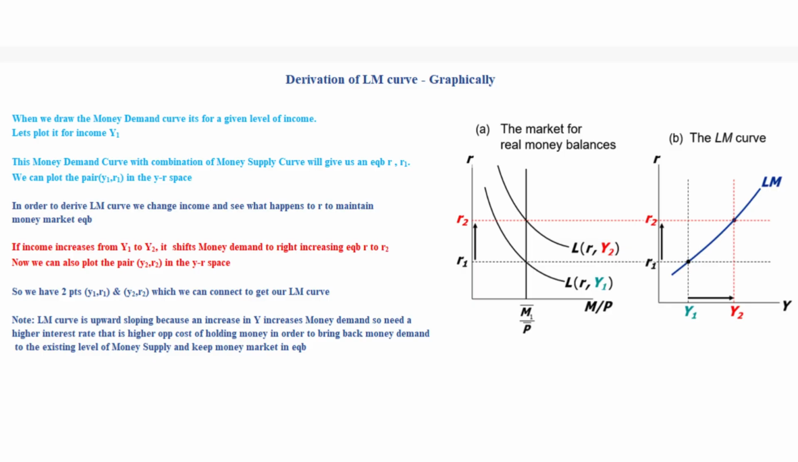Now, the LM curve, as we can see, is upward sloping because, like we saw, when we increase income, it causes the money demand curve to shift towards the right. So as money demand increases, we need a higher equilibrium interest rate to maintain money market equilibrium.